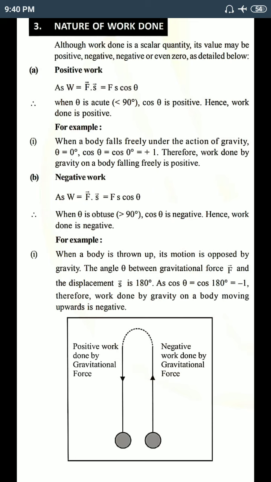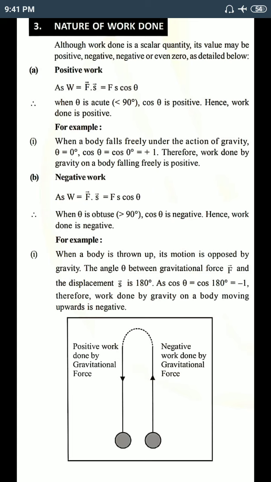Or we can say in a sentence, as we apply an external force and the object is displaced in the same direction as the applied force, that is theta equals 0 degree. That time we can say that this is positive work done. That means the applied force and the displacement of the object are in the same direction. That is called positive work done.